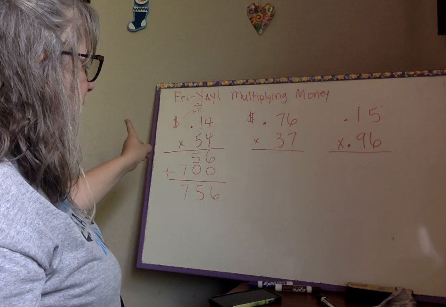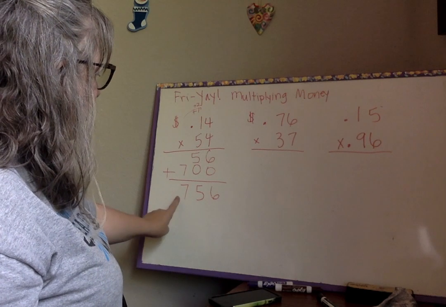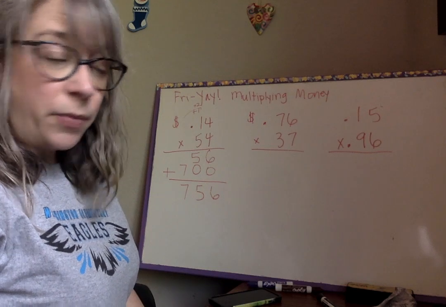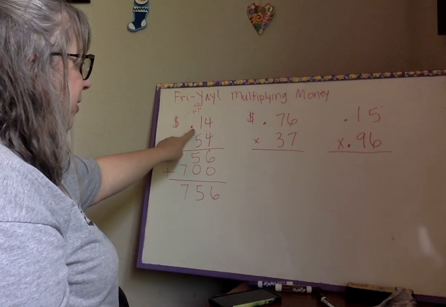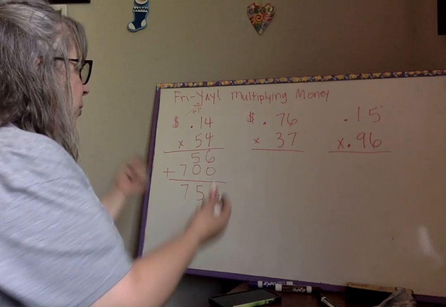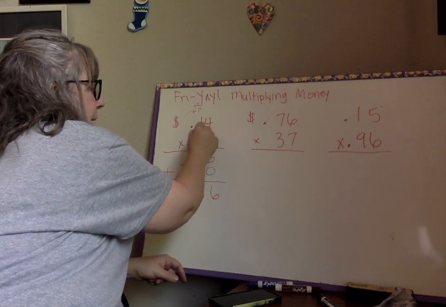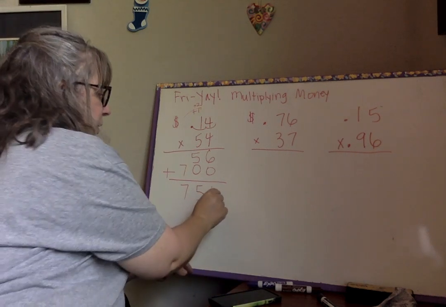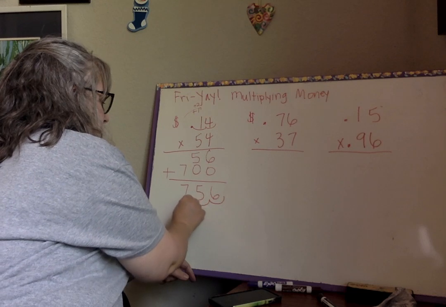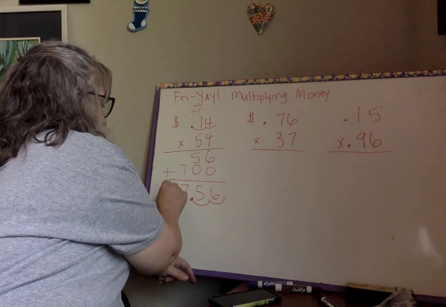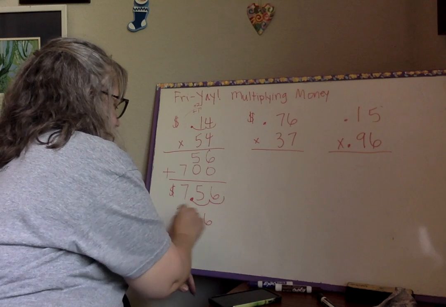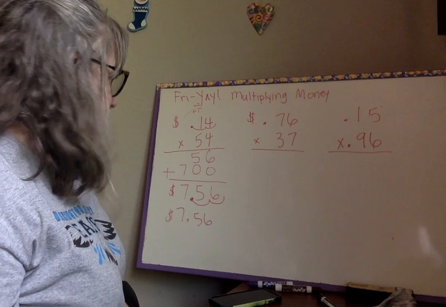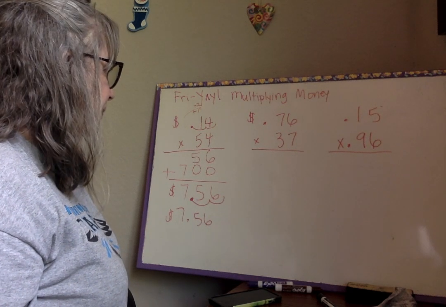So now here's the trick. If we didn't add a decimal, our answer would be 756. That's not what we're doing. We have to figure out what our answer would be because we're multiplying money. So we're going to count how many hops. 1, 2. In this case, we're going to have 2 hops. We're going to start here, and go 1, 2. So our answer is really $7.56. That makes a huge difference, doesn't it? It's a pretty big difference.